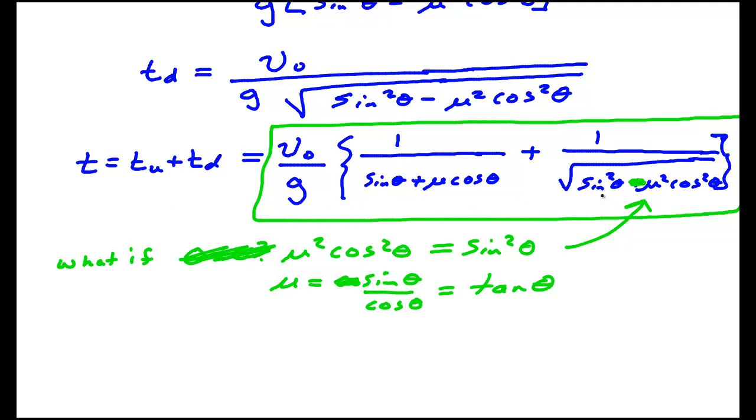Which means that sine squared theta has to be greater than or equal to mu squared cosine squared theta, or this equation is not valid in any way, shape, or form. Okay, that finishes this particular video.